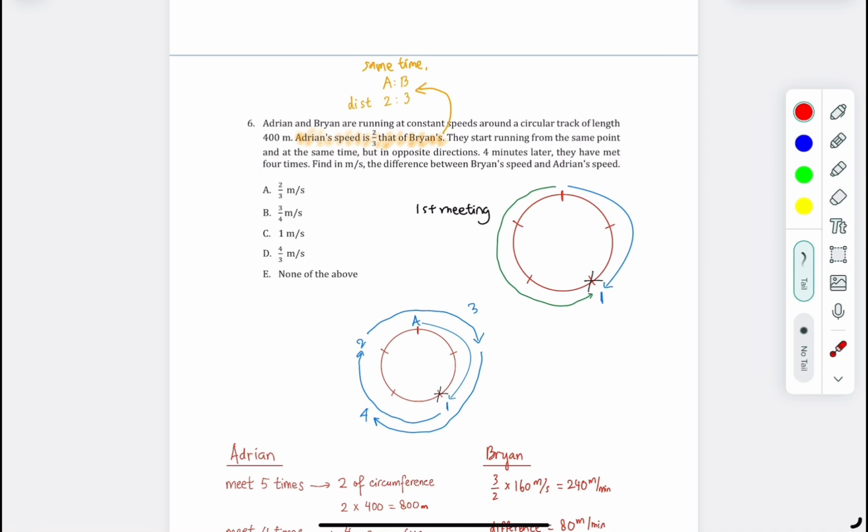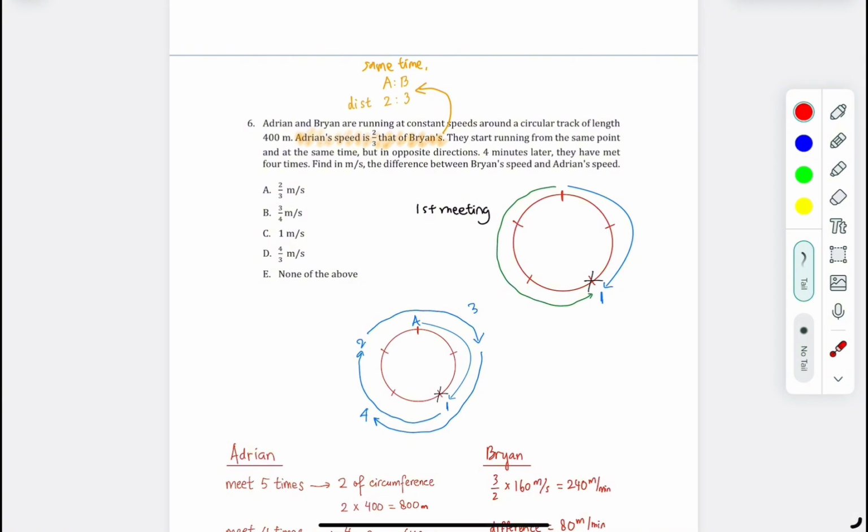Alright, question 6. Adrian and Brian are running at constant speed around a circular track of length 400 meters. Adrian's speed is 2/3 of Brian's. So Brian's speed will be 3 units, while Adrian's will be 2 units. If given the same amount of time, the ratio of the distance covered by A to B will also be the same ratio, which is 2:3.